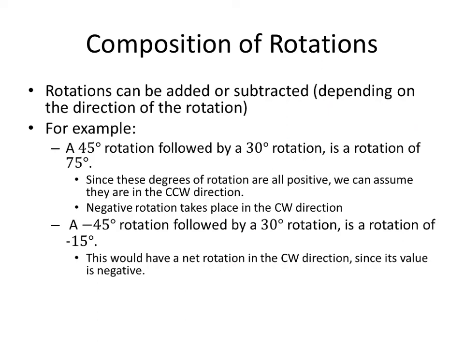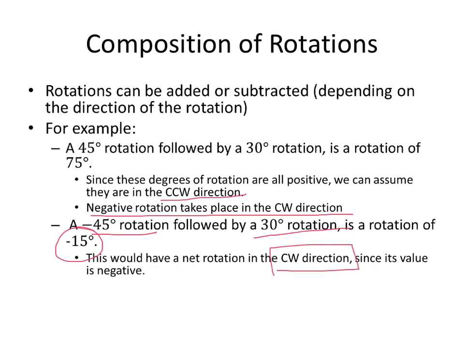Another thing we need to consider is composition of rotations. Rotations can be added or subtracted. So if we have a 45 degree rotation followed by a 30 degree rotation, that's a combined rotation of 75 degrees. Okay, and we have to make sure we note what direction these rotations are taking place. So if it doesn't give a sign, assume it's a counterclockwise direction because it's positive. Because negative rotation takes place in the clockwise direction, sorry. A negative 45 degree rotation followed by a positive 30 degree rotation would be a total rotation of negative 15 degrees. Because that's negative, we need to know that it's in the clockwise direction.